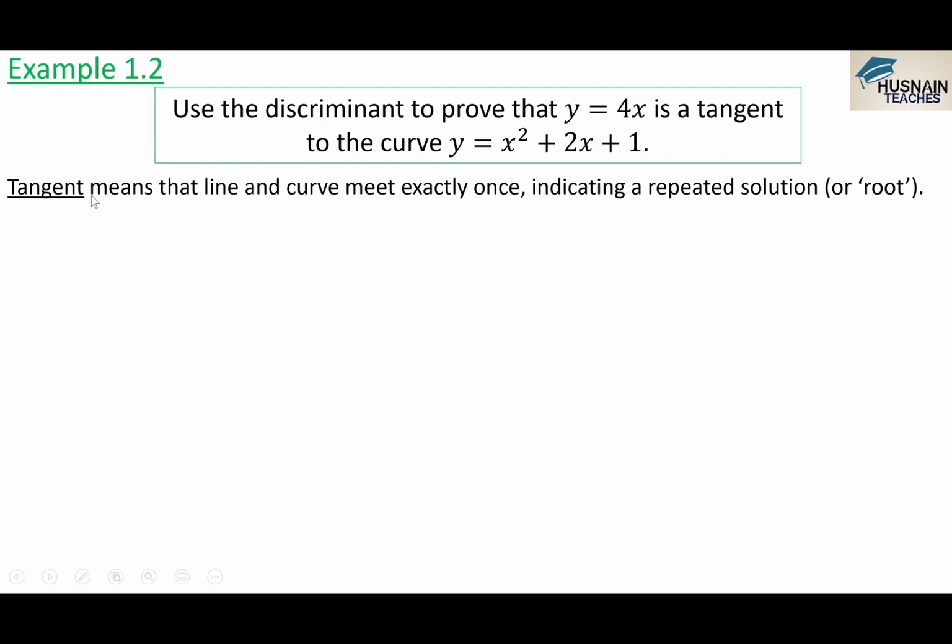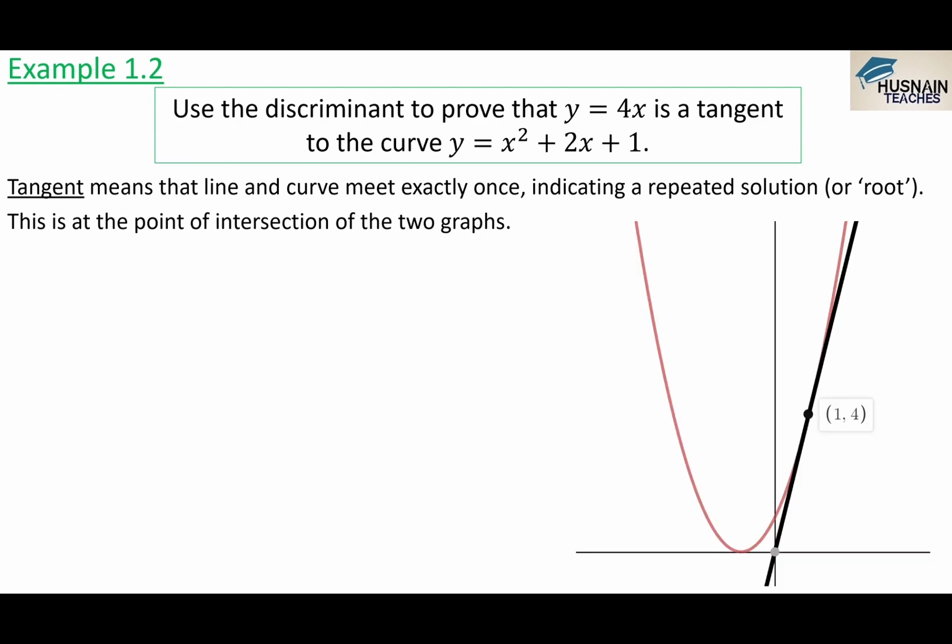So look out for that. The word tangent represents a repeated solution or a repeated root. Sometimes they use the word root instead of solution. It's good to know that they mean the same thing. This is going to be at the point of intersection of the two graphs. So we're going to have something that looks like this. This one in red is y equals x squared plus 2x plus 1. And this straight line is, of course, the linear graph y equals 4x.